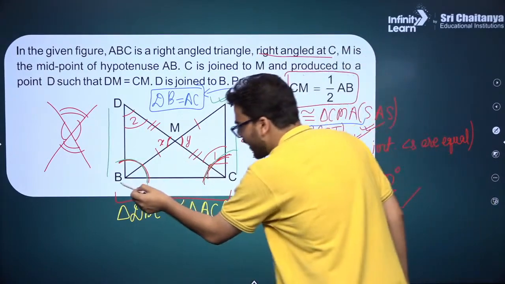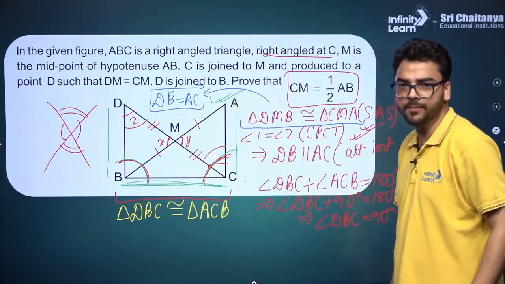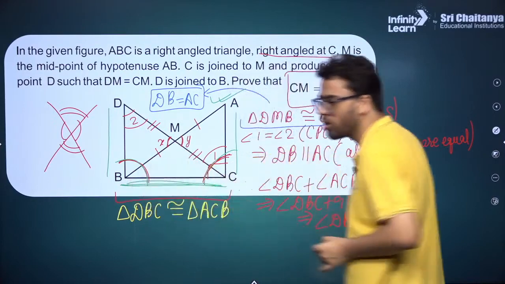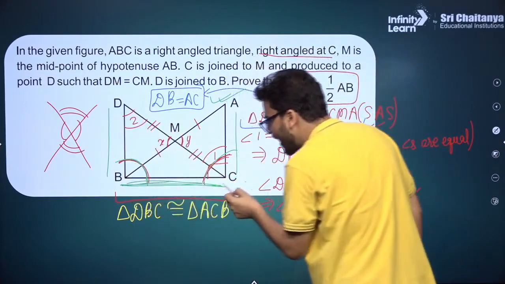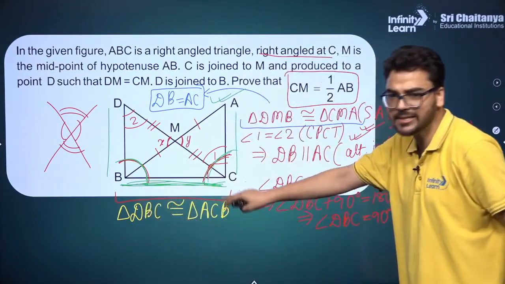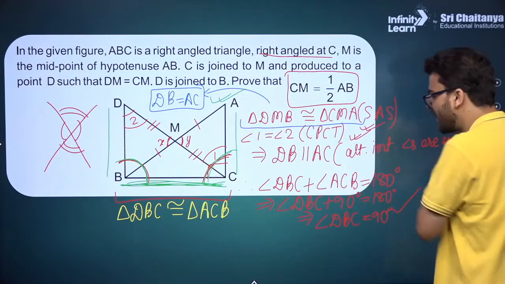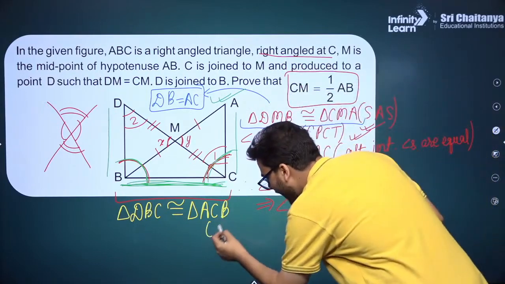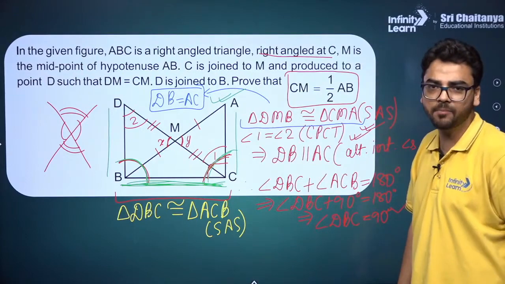And you see over here, BC is common or not? Tell me. So I can say that DBC and ACB, they are congruent to each other by side, angle, side. So they are congruent by SAS congruency criterion. So I can say over here easily that DBC is congruent to ACB by SAS congruency criterion. I hope this is clear up till here.